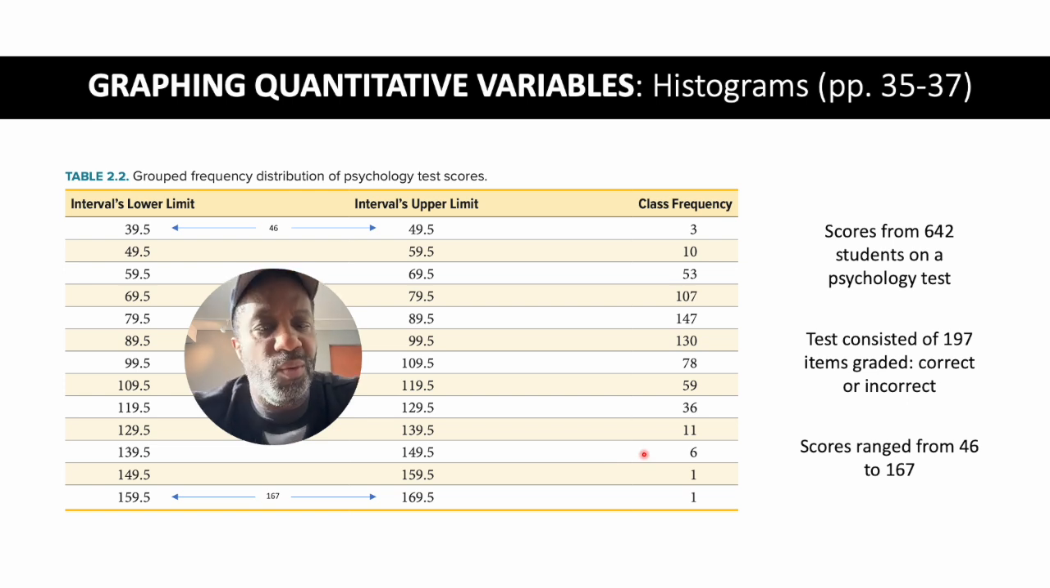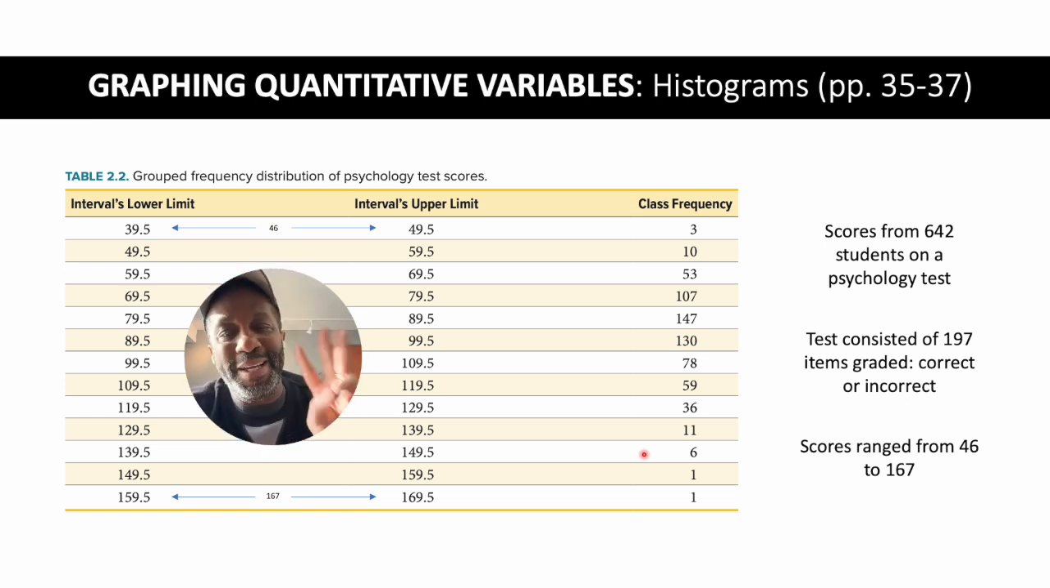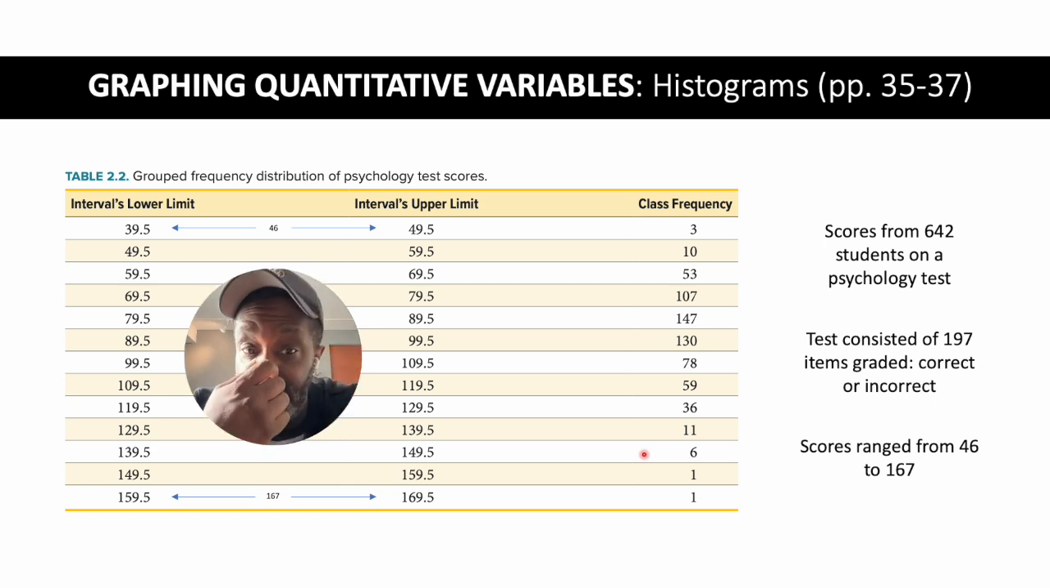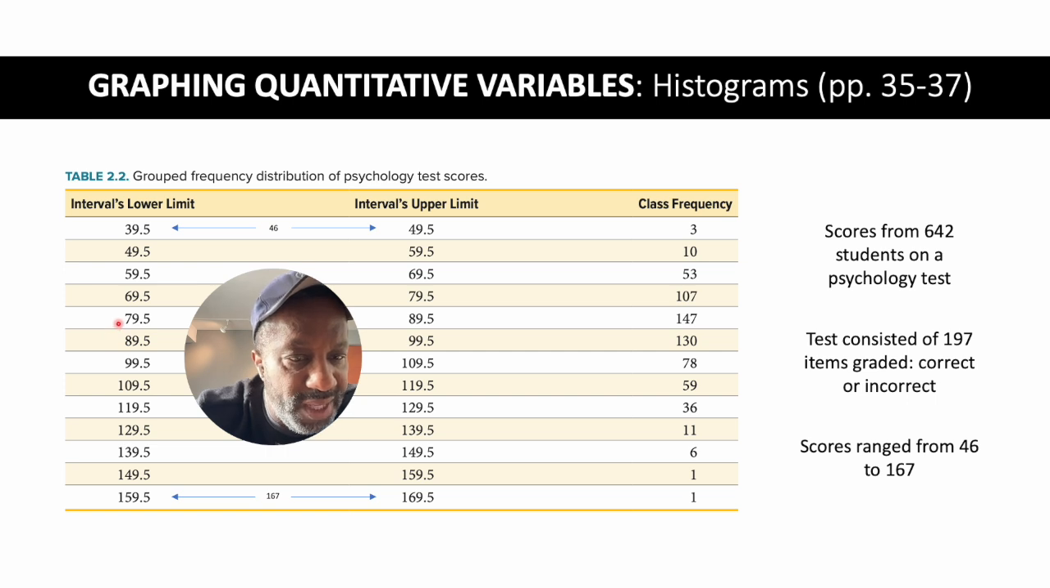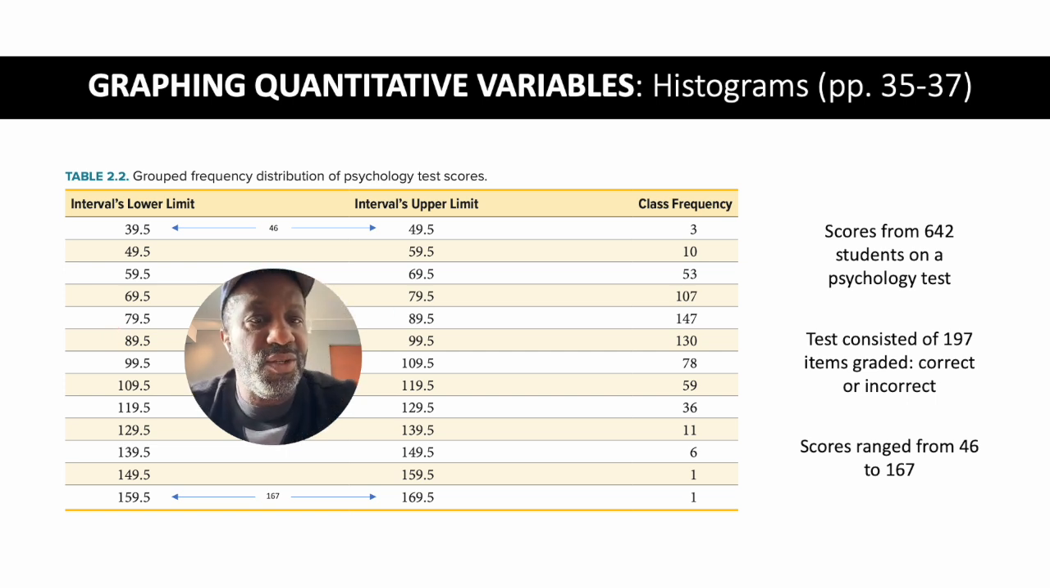But we wanted to see what's the mode, meaning the mode is a way of telling what number exists the most often. There are three measures of central tendency: mean, median, and mode. And mode is the number that exists the most. You'll see that 147 students got scores between 79 and 89. So that's the mode.